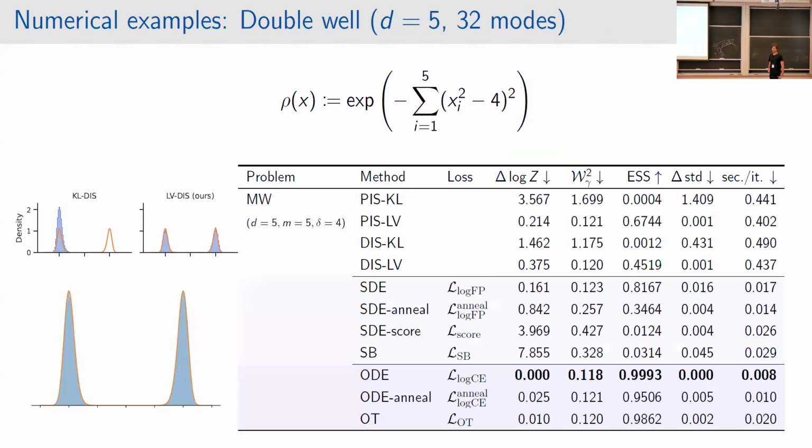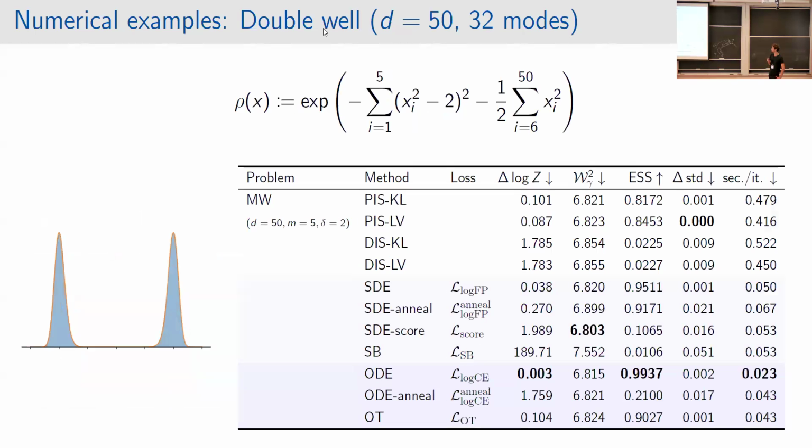Then we look at a double well example with highly separated modes, as you can see here. First in 5 dimensions. Look at the numbers. In this case, actually, the ODE method works best. And again, the method with the non-unique solutions works best. Also note that usually the log variance loss for the BSDE methods works much better than the KL loss. And we do this also in 50 dimensions, where again, the ODE method with the non-unique solutions outperforms the other methods.